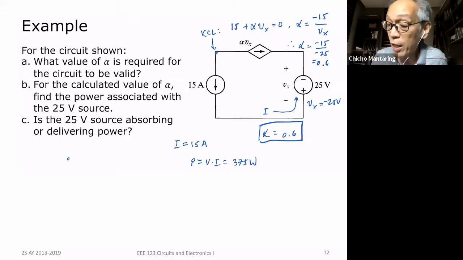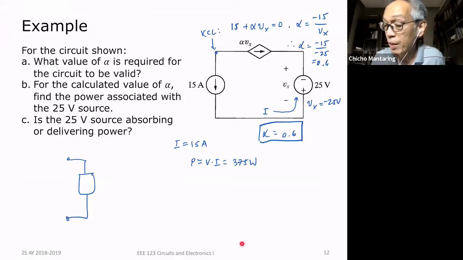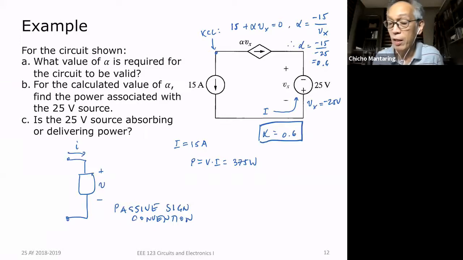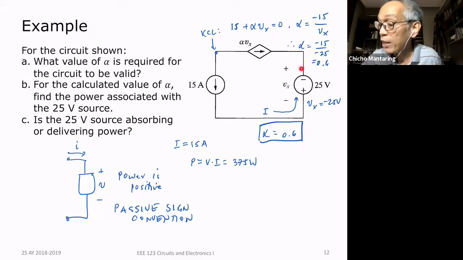Because according to the passive sign convention, okay, if this is your polarity of voltage and this is your direction of current, in this particular case, the power is positive. So this is consistent with the passive sign convention.